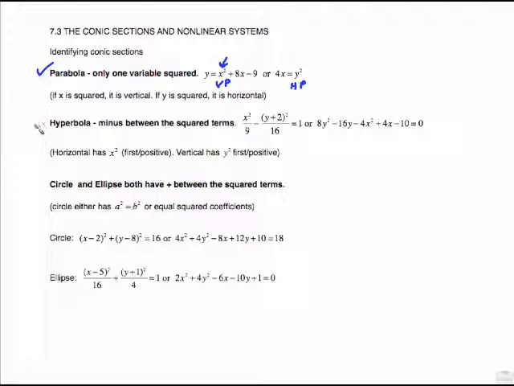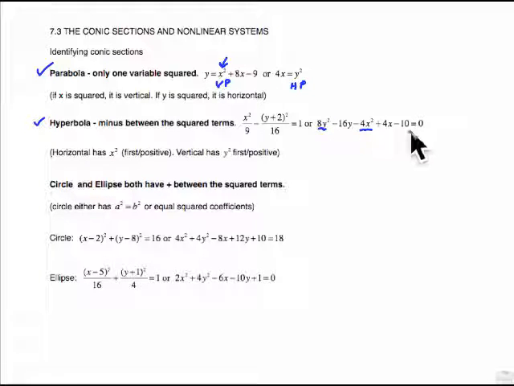The hyperbola is really easy to identify because it's got a minus between the squared terms. Now, it can come to you in this format, the standard form. So you have x squared over 9 minus this quantity, which tells you it's a hyperbola. Or it can be in this general form, but it still has y squared minus x squared. So when you see the minus between the squared terms, then you know it's a hyperbola.